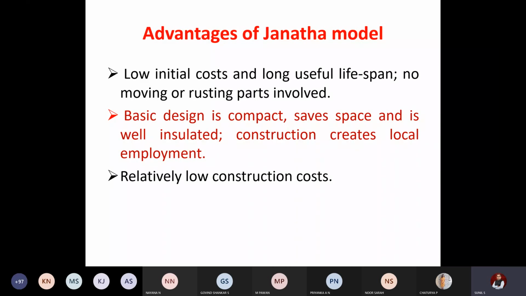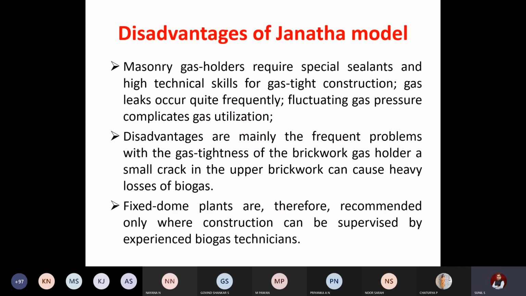You don't need any engineers or contractors for construction of the plant. So the cost of construction, maintenance, etc., will be very less. And as I told you, relatively low construction cost will be there. So what are the disadvantages of this Janata or Chinese model?